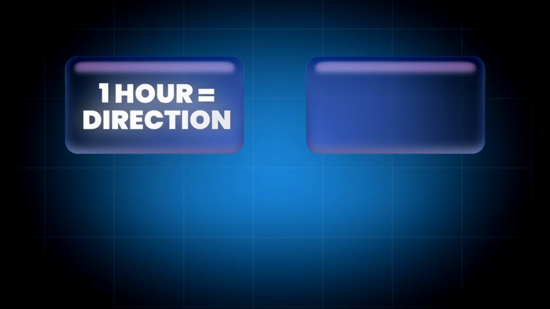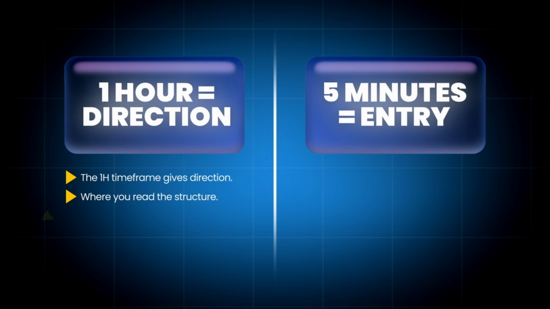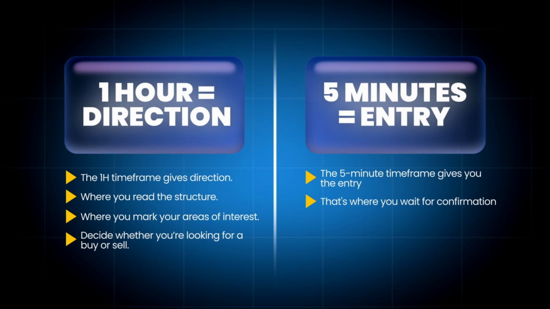The 1 hour time frame gives you direction. That is where you read the structure. That is where you mark your areas of interest. That is where you decide if you're looking to buy or to sell. The 5 minutes time frame gives you entry. That is where you wait for confirmation. That is where you take the trade. That is the entire system. Direction on the 1 hour, entry on the 5 minutes, 2 time frames, nothing else.